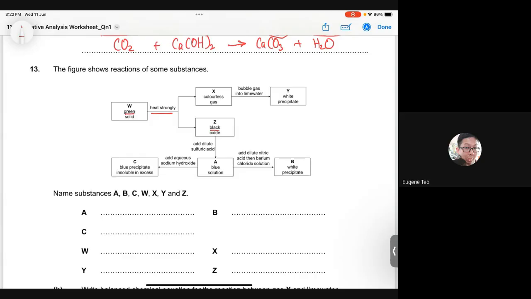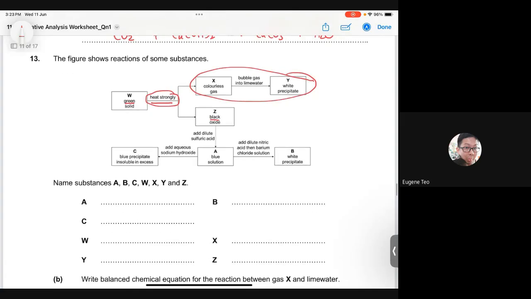So the first thing I want to highlight, why I want to go through question 13, is because most people see green, you straight away think of iron 2. Cannot. You must do the cation anion test and trace it backwards properly. So what you only know is that this heat strongly is a thermal decomposition. You realize based on X and Y over here, same thing.